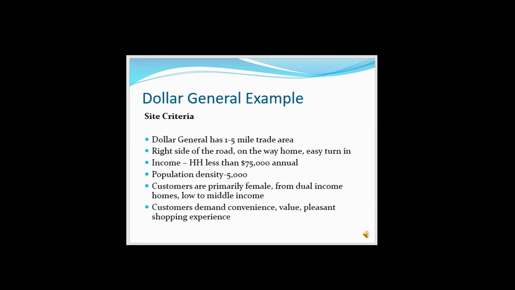They would like to be on the right side of the road on the way home with an easy turn in. Their household income is less than $75,000 annually. They actually like a population density of around 5,000 within the 1 to 5 mile trade area. They do recognize that their customers are primarily female.